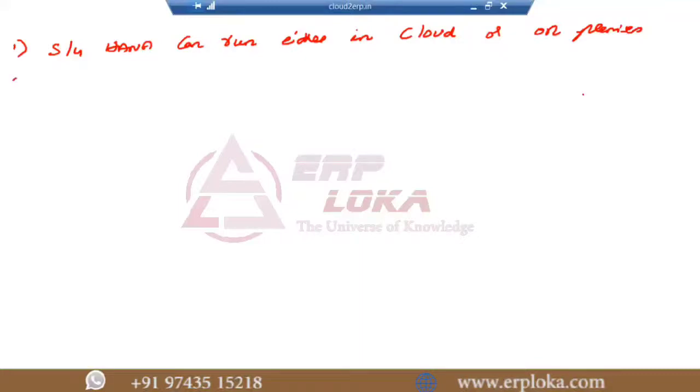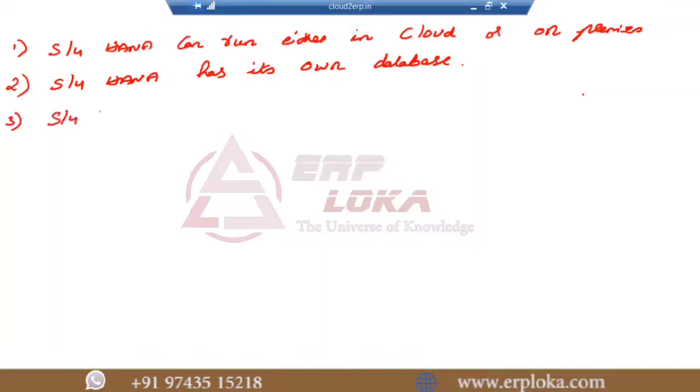Second difference, you all know, SAP S/4HANA has its own database, but ECC did not have its own database. The third difference: in S/4HANA, you have an application view called Fiori, which is very helpful for analytics. But in ECC, you did not have that option of analytics.